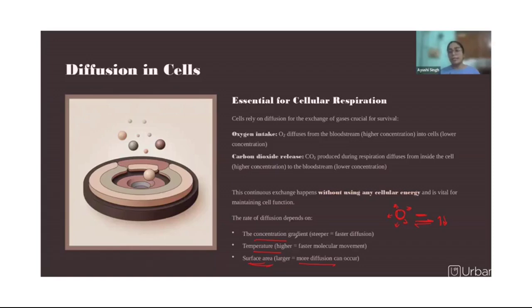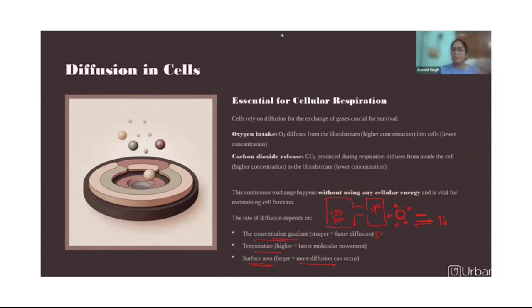Now, more surface area will be there, more diffusion will occur. Okay, and if the concentration gradient, that means the difference is more, like here 100 particles are there, okay, and here only 2 particles are there in this area. So the diffusion will be faster. But if 50 particles are here, so maybe diffusion will be a little bit slower. So diffusion depends on the concentration gradient. It depends on the temperature, more diffusion. More surface area, more diffusion. More concentration gradient, more diffusion. Okay, so that's how it is.